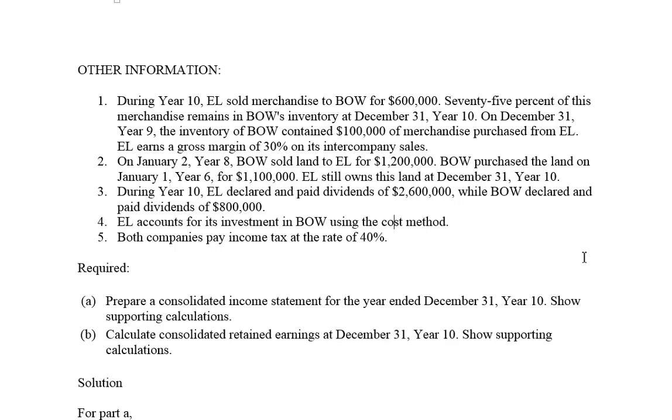Now it says that the parent accounts for the investment on the cost method, and you'll notice throughout the book, they do talk about the equity method. We'll do a little bit of work in this later on, but most companies account for their investments on the cost basis. The equity method hasn't been as popular yet here in Canada, but that could be changing shortly. But for now, you'll notice that most of these questions deal with the cost method. And then it says companies pay tax at a rate of 40%.